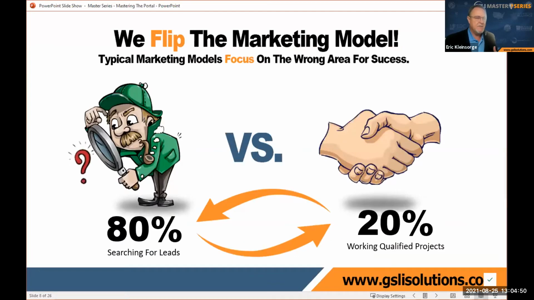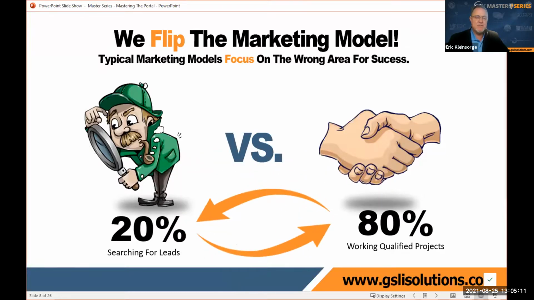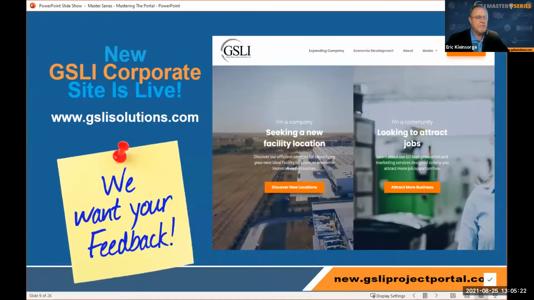And what that has done, it's really flipped the marketing model. If you find yourself spending 80% of your time chasing or hunting or trying to identify projects, and only 20% of your time actually working and trying to close those projects, GSLI allows you to flip that model. Spend only 20% of your time searching for projects because we have the final projects ready and qualified, and 80% of your time working those projects.